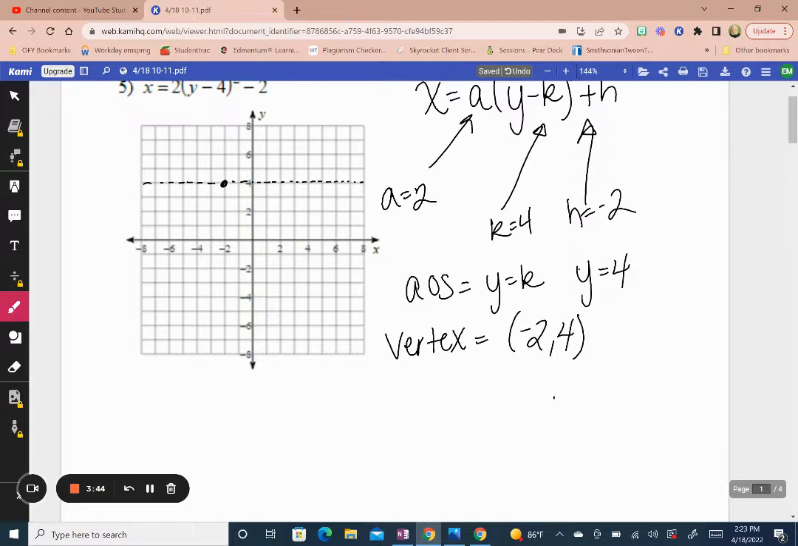You would actually get the same x values for when y is equal to 3 as for y is equal to 5. When y is equal to 2, you get the same x values as for y is equal to 6. It's not always y is equal to 4. It's just for this specific equation.